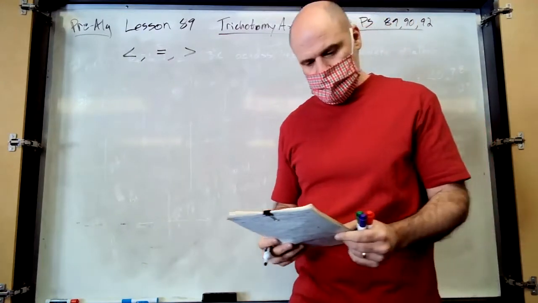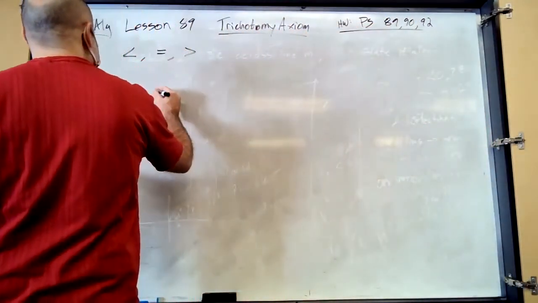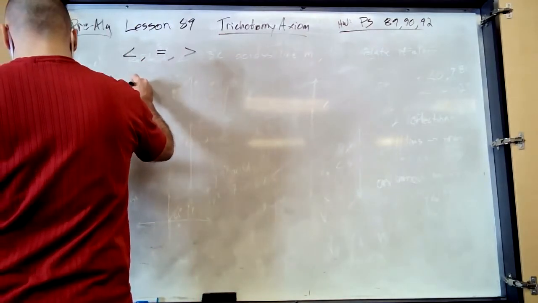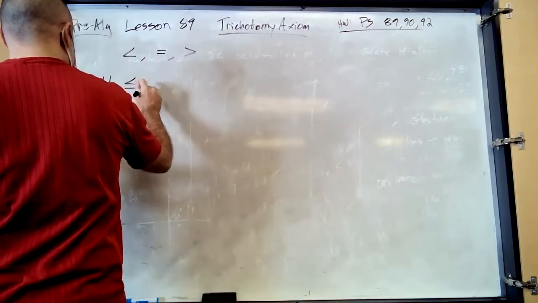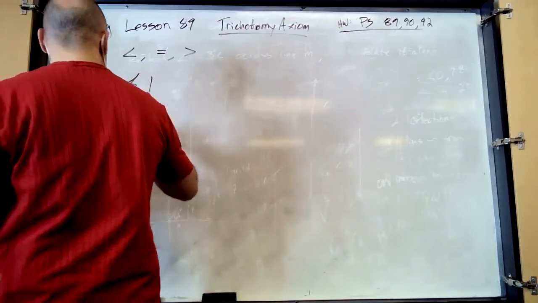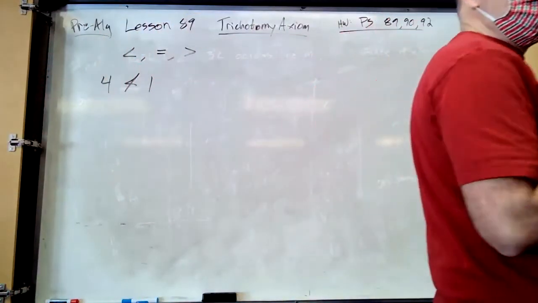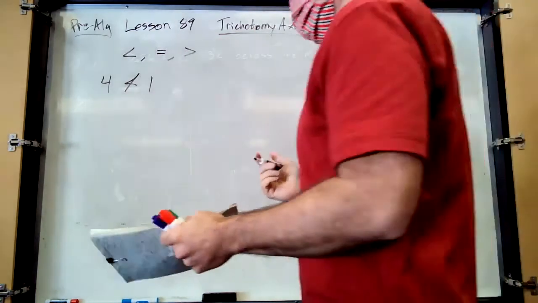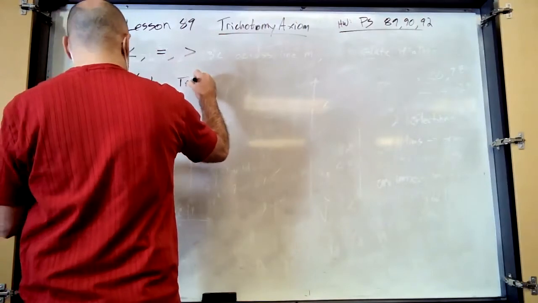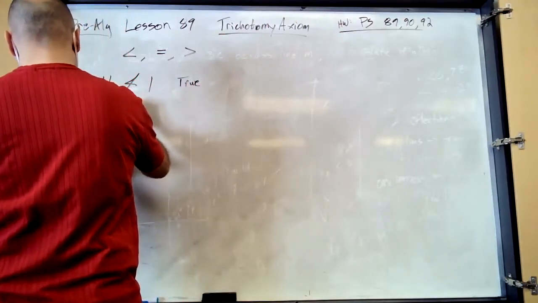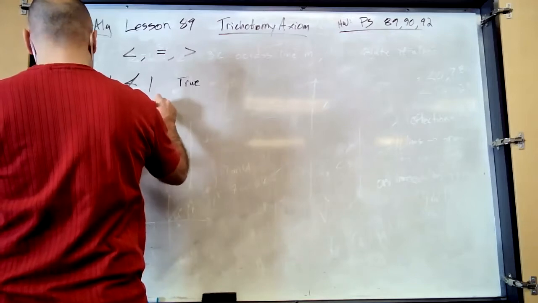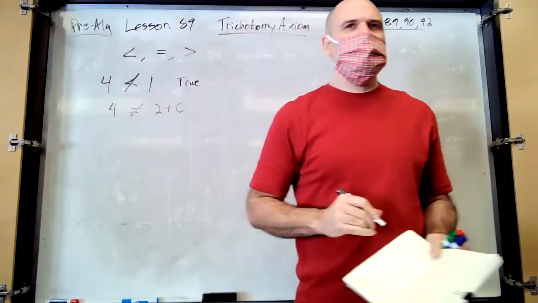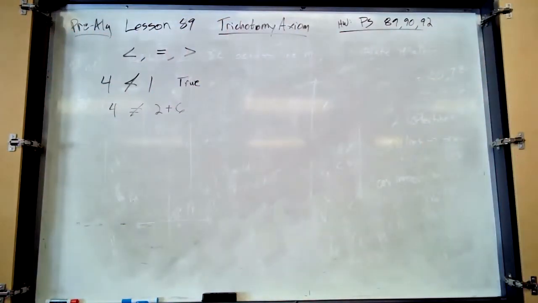Okay? So when I say this, 4 is not less than 1. Is that a true statement? Yes, because it isn't less than 1. What about this? 4 is not equal to 2 plus 6. Is this true or false? True, because 4 does not equal, that's what that symbol means, 2 plus 6, which is 8.